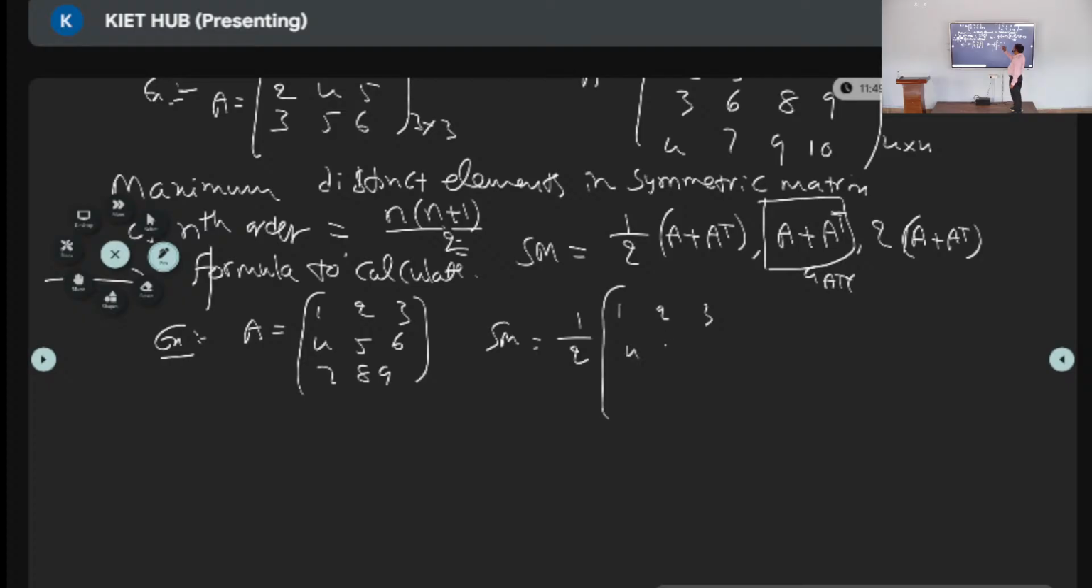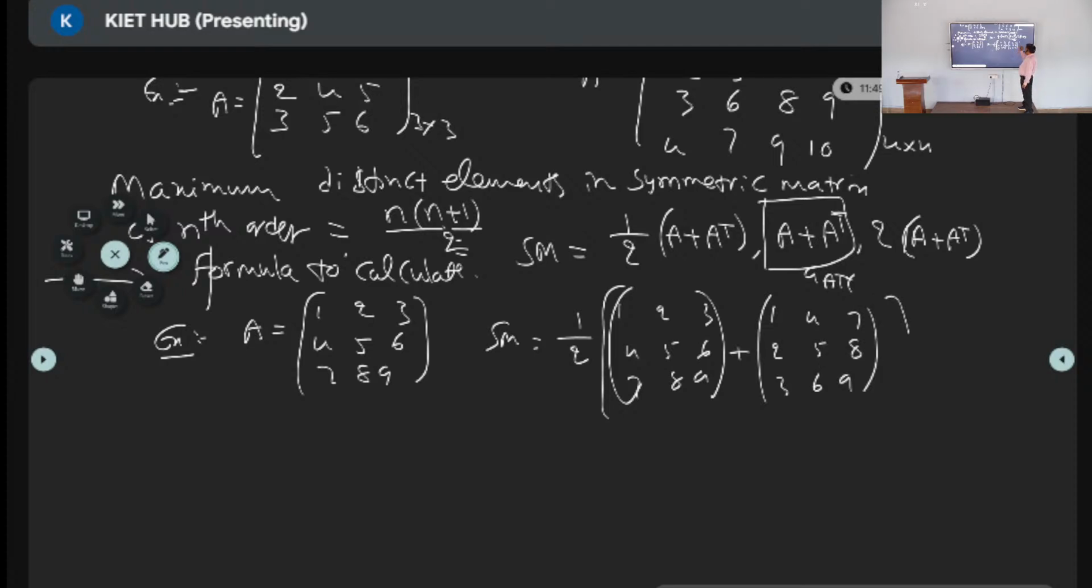1, 2, 3, 4, 5, 6, 7, 8, 9. This is A plus A transpose. What is A transpose here? 1, 4, 7, 2, 5, 8, 3, 6, 9. Check this one. Add 1 plus 1, 2 by 2, 1; 3 plus 7, 10 by 2, and so on. We get 1, 3, 5, 3, 5, 7, 5, 7, 9. That is the answer.